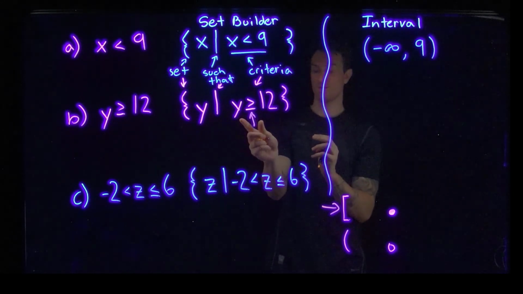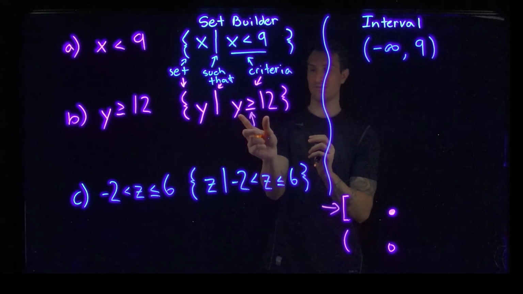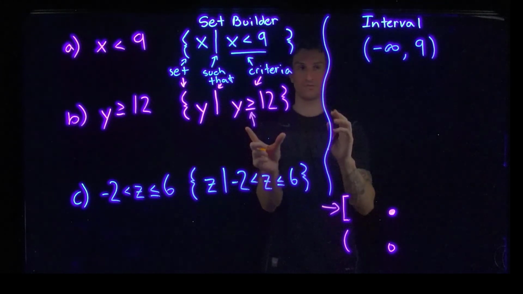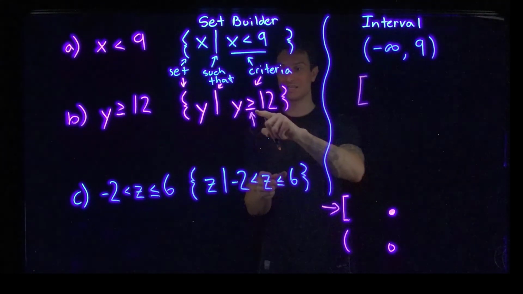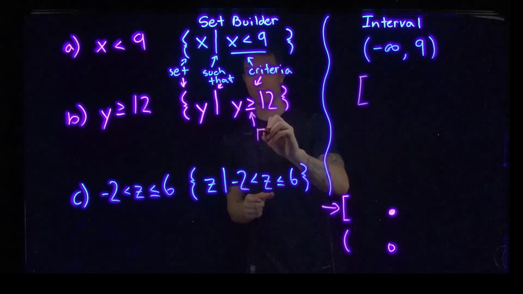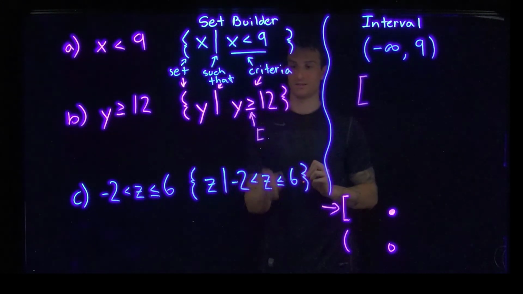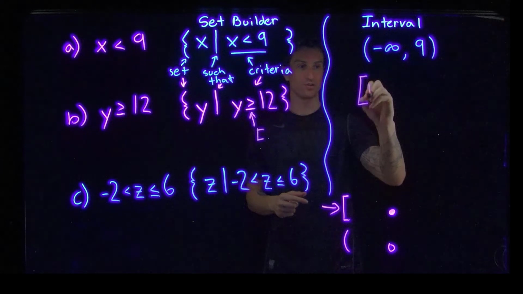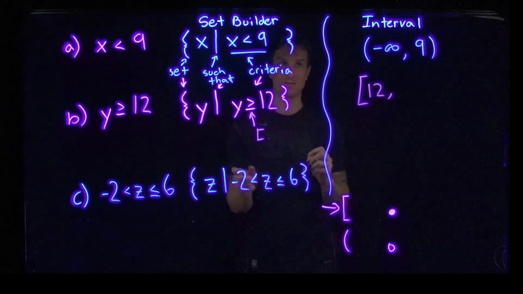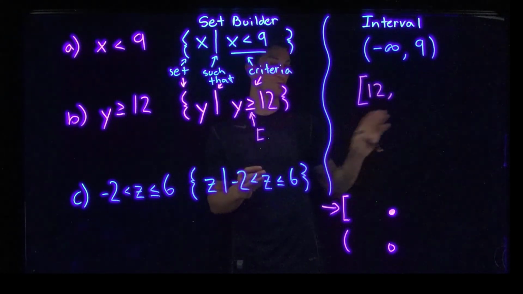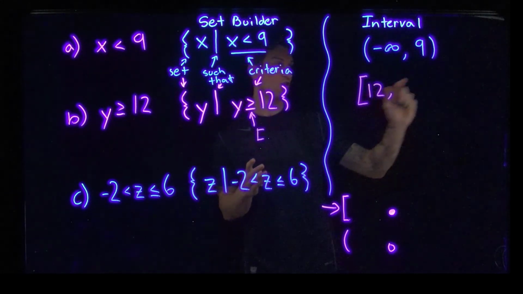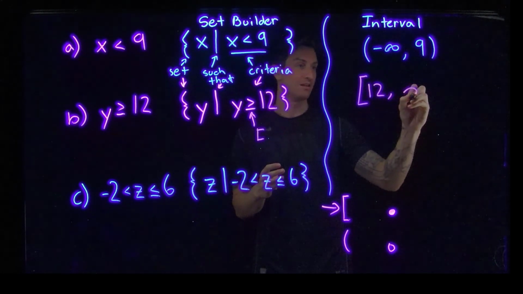You can check. Maybe you go, well, let's pick 11. 11 is not greater than or equal to 12. 12 is the smallest number we can be. And it gets a bracket because of the equal to, right? That bracket is for the equal to. We start at 12. And then maybe you're asking the same question as before, where do we go? What's our stopping point? Well, we don't stop, we just keep going, all the way to positive infinity.